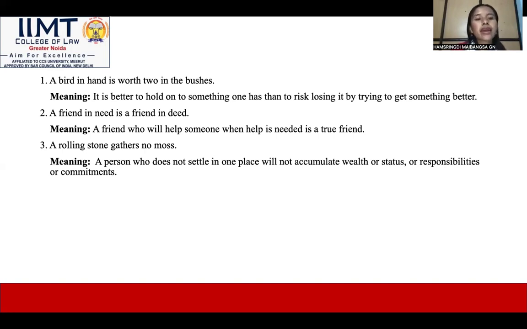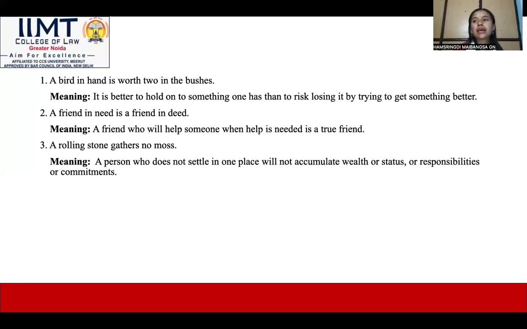The next is a friend in need is a friend indeed. A friend who will help someone when help is needed is a true friend. So there are times when our friends do not help us when we actually need them, and it says a lot about how deep the friendship is.